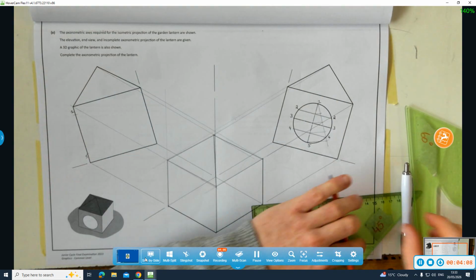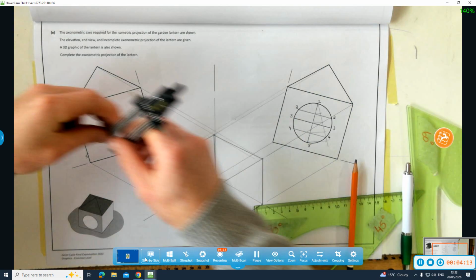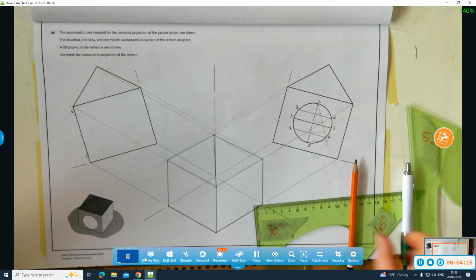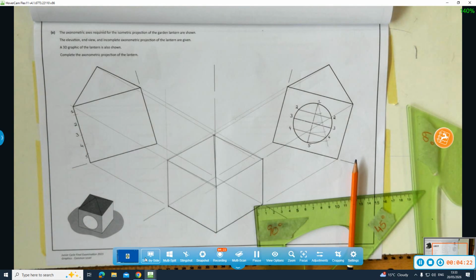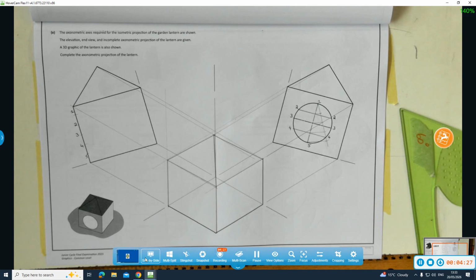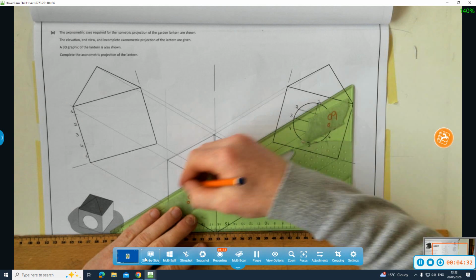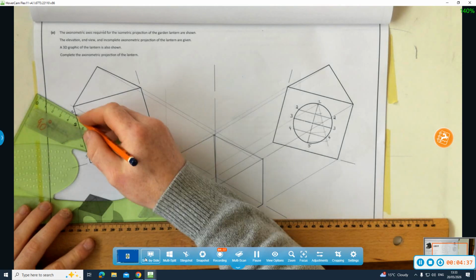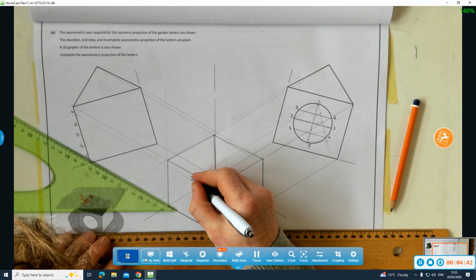Now I need to get my other distances along here, so all I'm going to do is set the distance between them on the compass, mark them down. So that's 2, 3, and 4. Now it's just a matter of bringing all the points 30 degrees. So we'll start with number 1. Number 1 gets brought down 30 degrees, and number 1 over here gets brought down 30 degrees. So where they meet, that now is number 1.